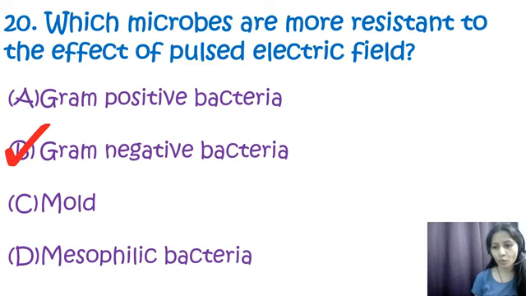However, one thing over here you should note, that the exact resistance depends upon the specific microorganisms and the parameters of the pulsed electric field. So over here the correct option is B, that is gram-negative bacteria.